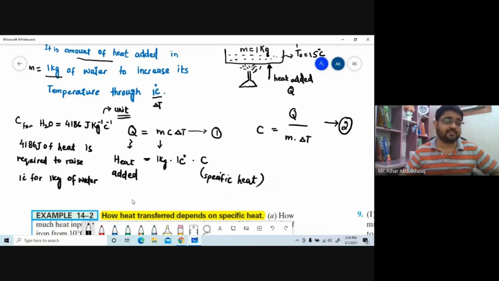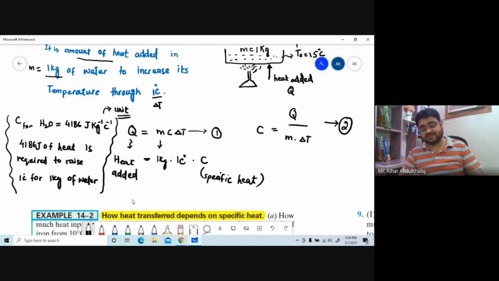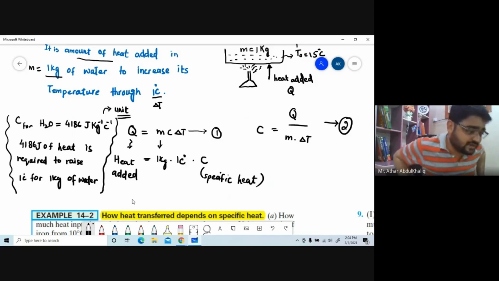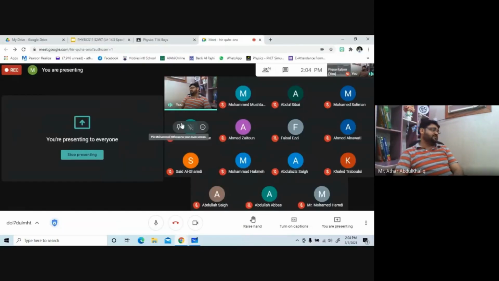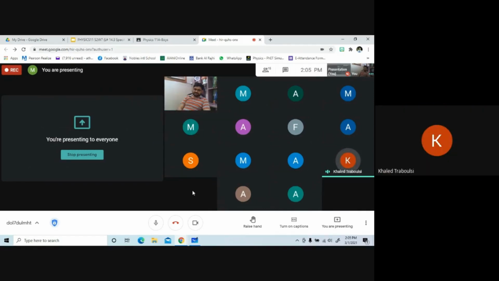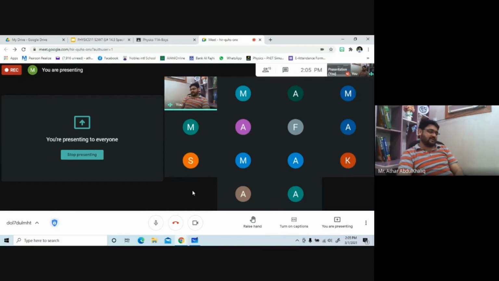What did I say? I said that this is a standard. This standard tells us how much amount of heat is required to increase the temperature. As I told you, 4186 joule of heat is required to raise the temperature of 1 kilogram of water. My question to you is, if I want to increase 1 degree Celsius temperature for 2 kilogram of water, how much energy do I need? 4186 times 2. Very good, Khalid.